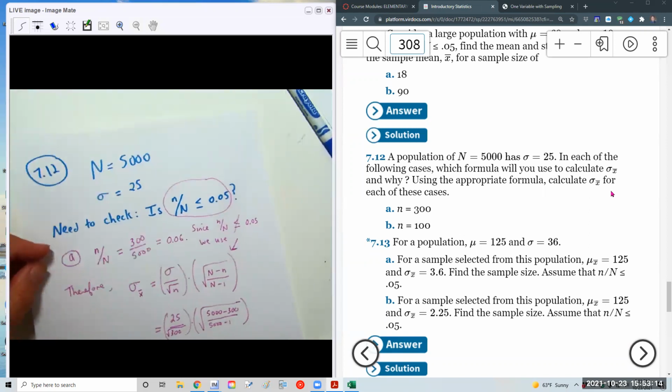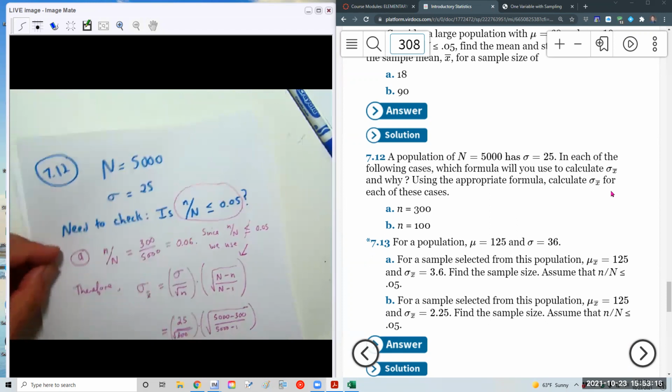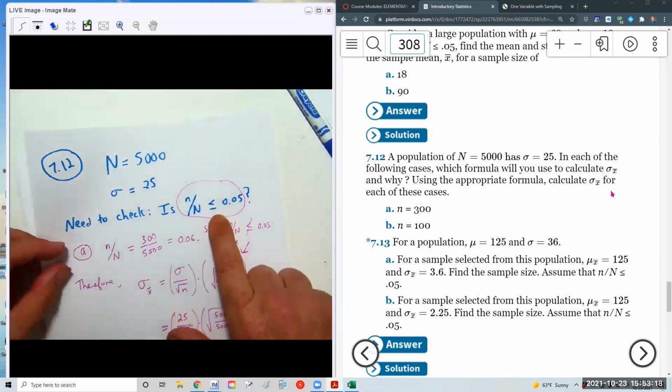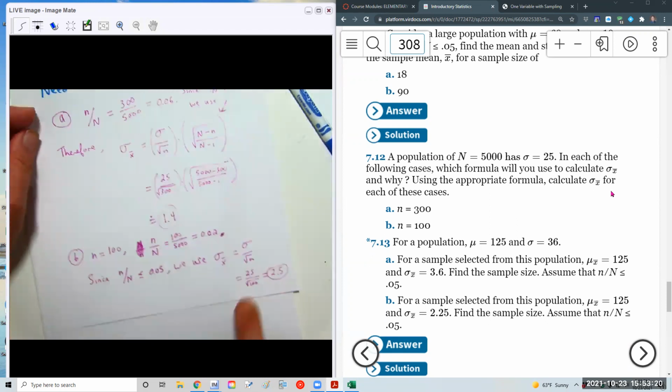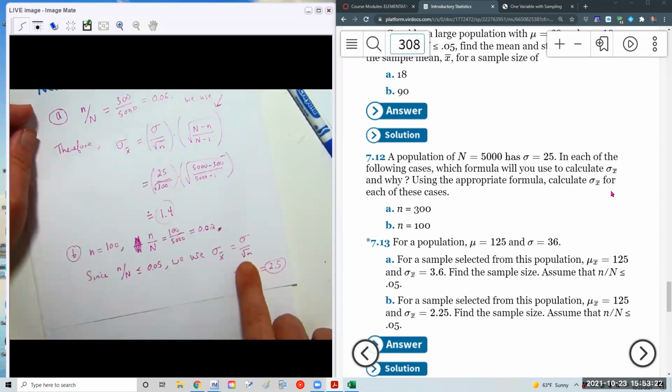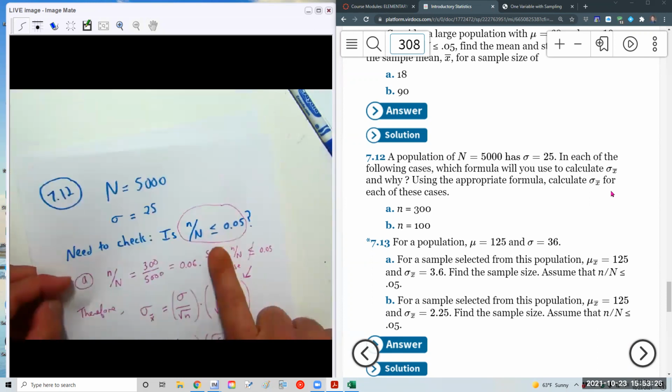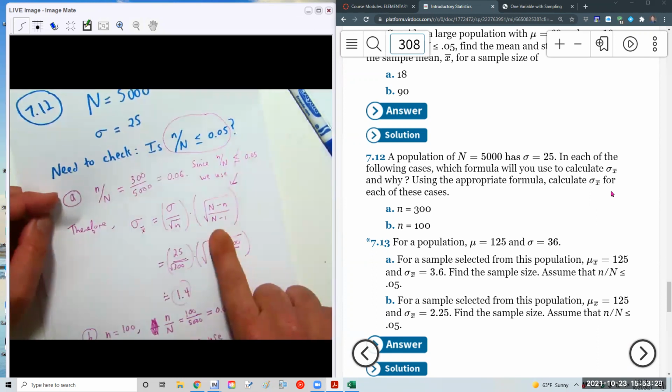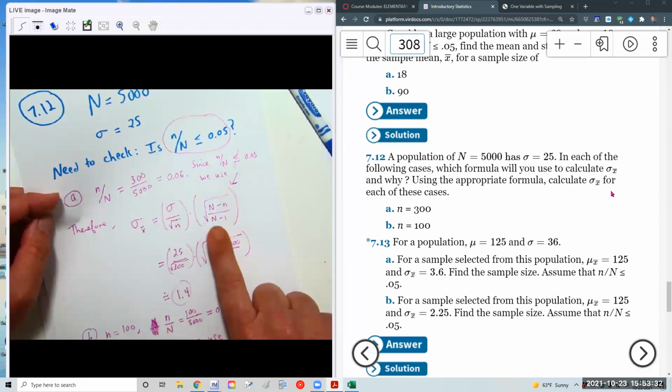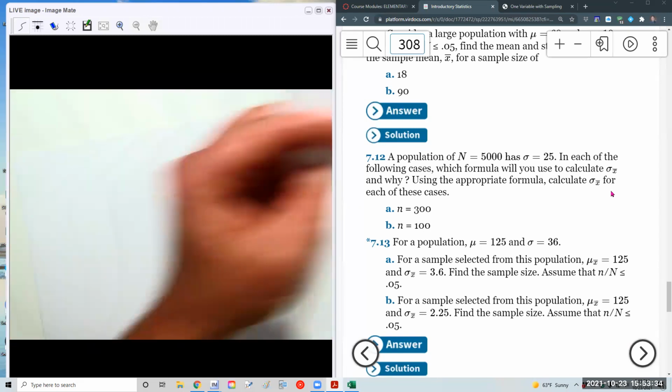But once again, remember, in most cases that we deal with, this will be true. And so in most cases, we're going to use this formula here. But just remember that in practice, if this is not a true statement, then we've got to put on that factor, that population correction factor.